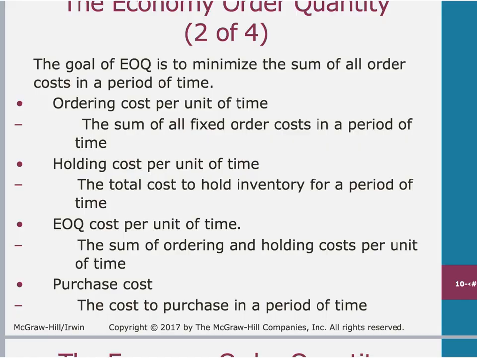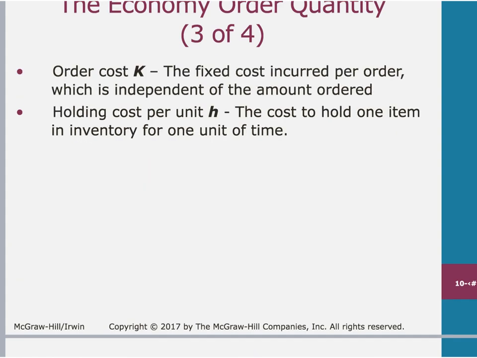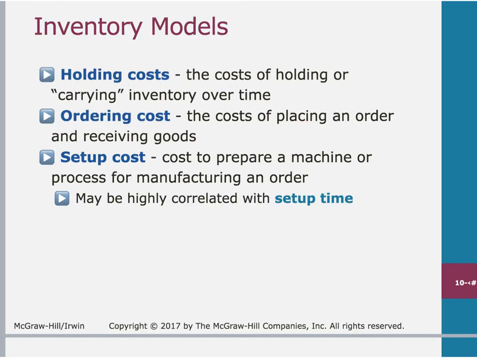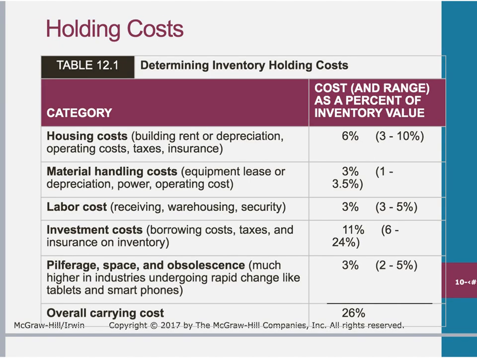The goal of the EOQ, as I said before, is to minimize the sum of all order costs in a period of time, the ordering cost per period of time. So the order cost is the sum of all fixed costs, right? The holding cost is the cost of holding the inventory, and the EOQ is the sum of both holding and ordering the inventory at any given time. Order cost once again is K, holding cost is H. And then you have the setup costs.